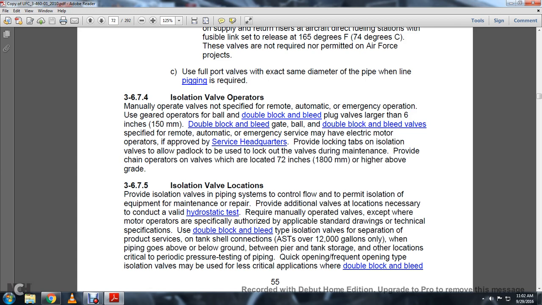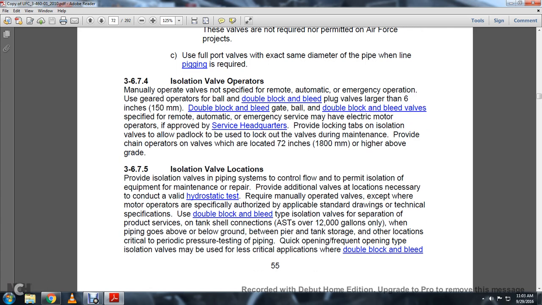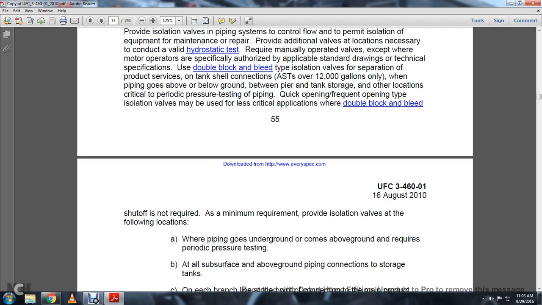The technical specification of double block and bleed type isolation valves and separation from the product separate services and shell connection. The AST over 12,000 gallons only when the piping goes above or below the ground. Where it appears in tanker storage, other location critical periodic pressure testing of the piping, opening frequent opening type of the isolation valves may be used for less critical application of the double block and bleed. Shut off is not required.